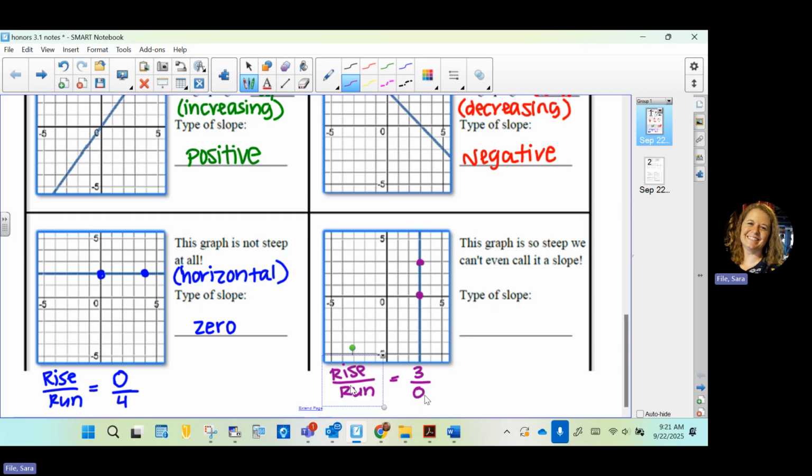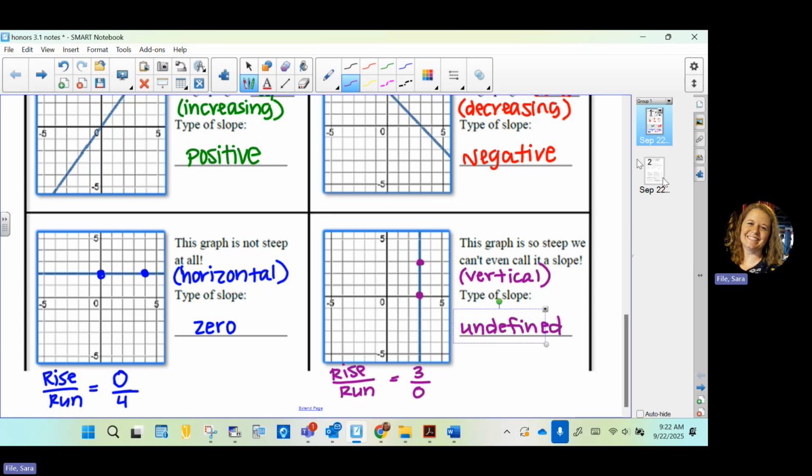So what type of slope is this? Undefined. A lot of people get those mixed up, 0 and undefined. And so that's why I just wanted to show the actual fraction and where 0 is. Okay, so this is vertical, it is undefined slope, horizontal is 0 slope. Okay, make sure we understand the difference. Those are common ones to mix up.